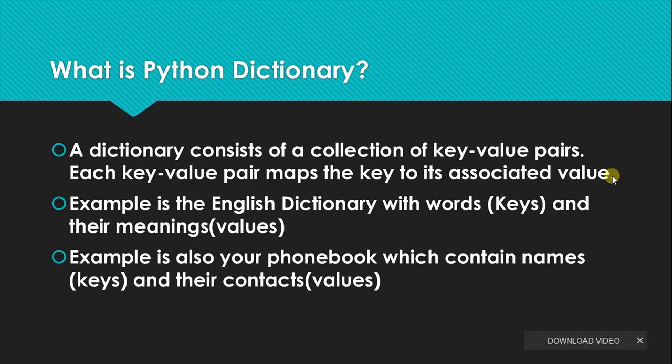And your phone book is just the same thing. When you look for a particular contact name, it gives you what? The contact of it. That is the value. So the contact name is the key and the contact is the value. So the two are what? In a pair. They go together.